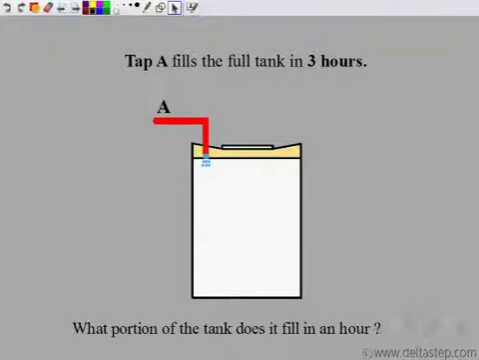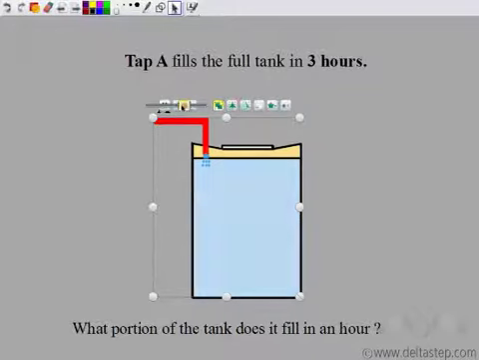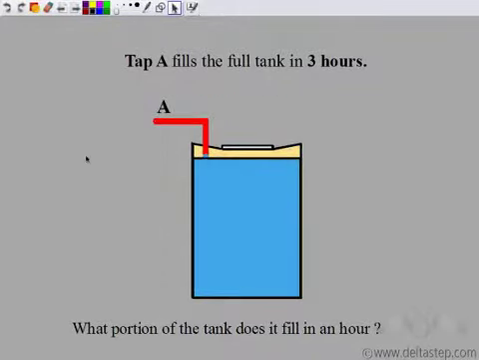This is a water tank, and tap A at the top fills this tank completely in 3 hours. So from this empty tank to this tank filled with water, tap A fills this tank completely in 3 hours. Now I need to find the portion of the tank that it fills in 1 hour.